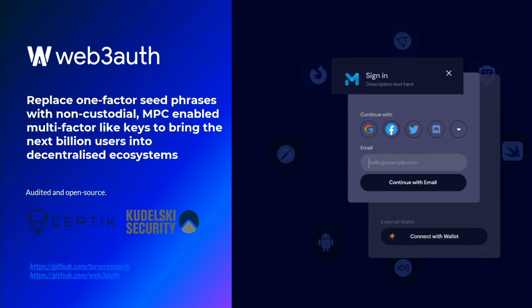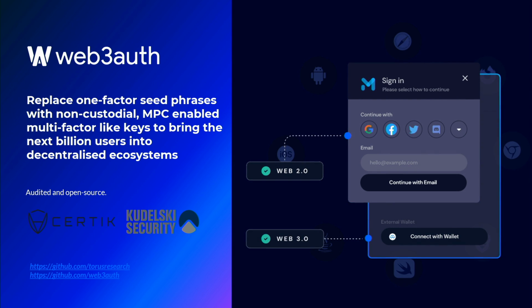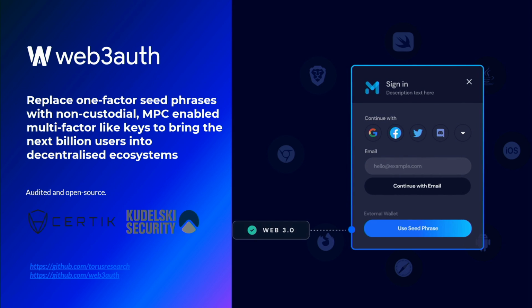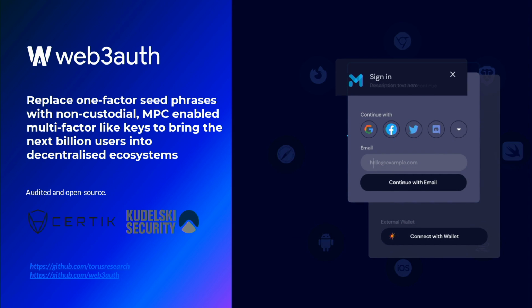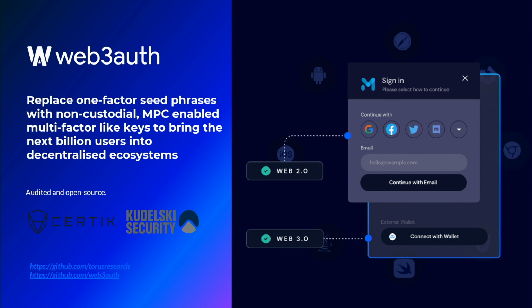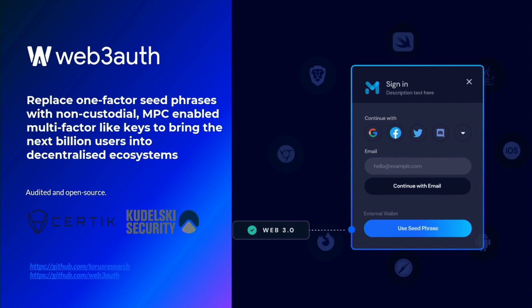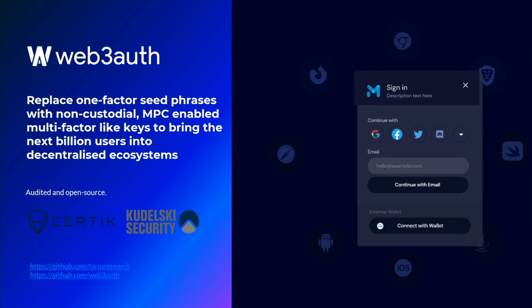So what do we want to do? We want to replace one-factor seed phrases with a non-custodial, MPC-enabled, multi-factor-like key so that we are able to onboard the next billion users into decentralized ecosystems. Right now, we've only got 100 million users in this whole space, which is quite small compared to the whole population of the world or even the population of internet users.